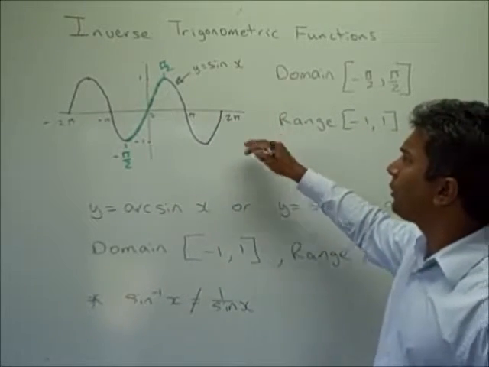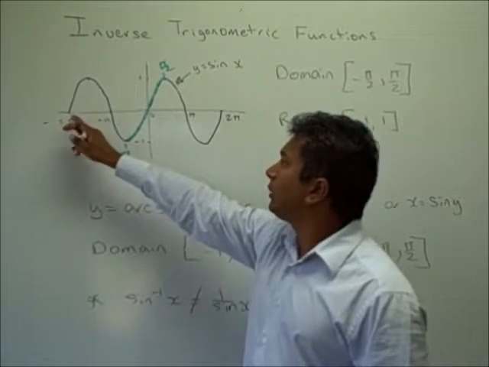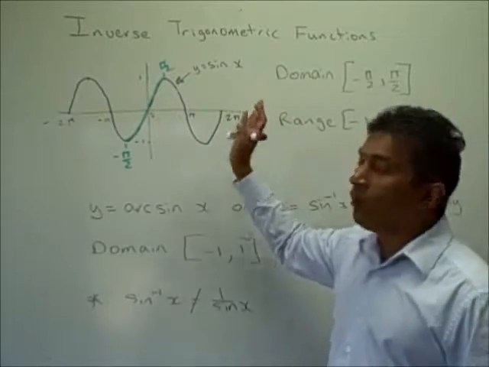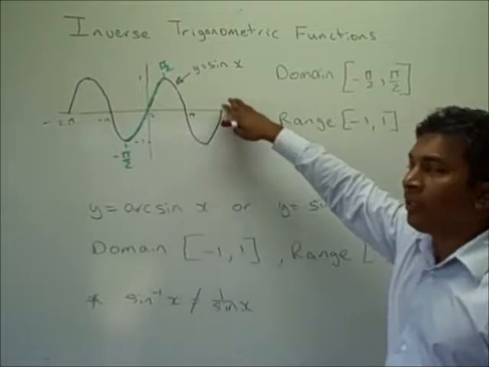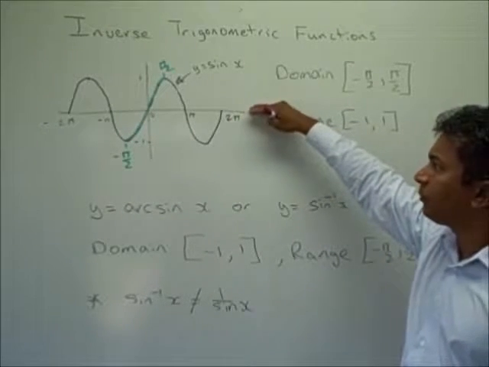If we were to draw a horizontal line, for example our x-axis, we realize that our x-axis or a horizontal line will cut our sine graph in multiple positions. So our sine graph as it is has no inverse function.